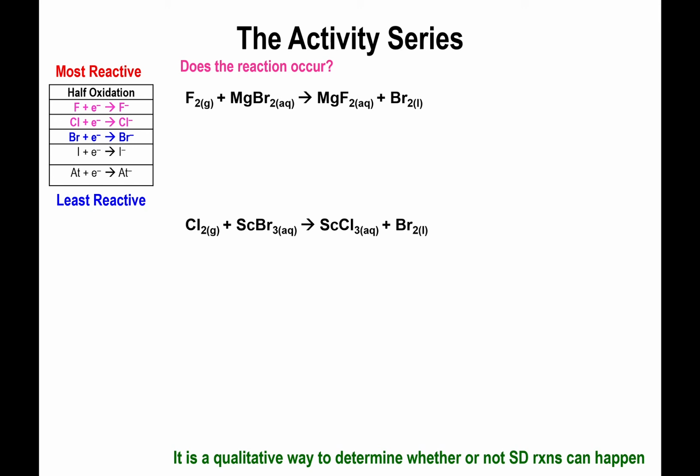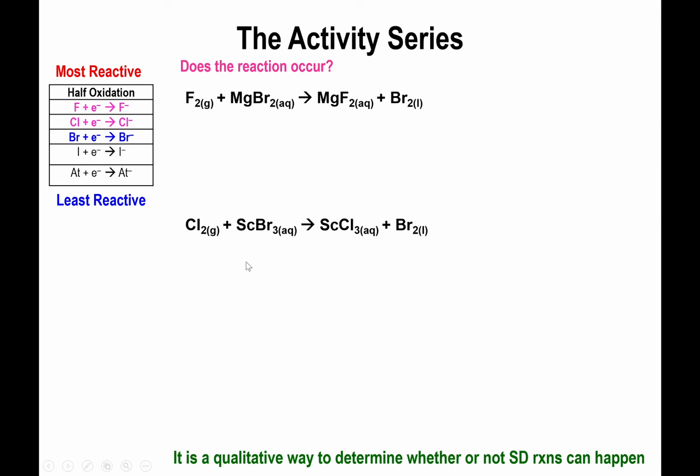Alright, now if we look at the first equation, we'll realize that we have 2 fluorines on the left side, 2 fluorines on the right side. 1 magnesium on the left side, 1 magnesium on the right side. 2 bromines on the left side and 2 bromines on the right side. So the equation is balanced.